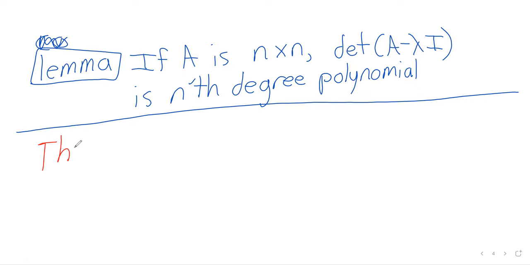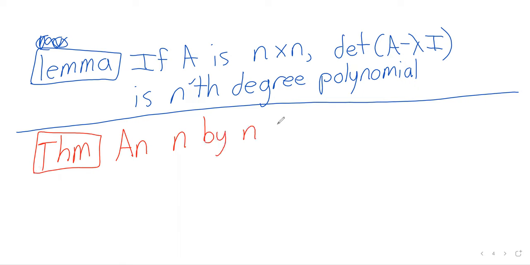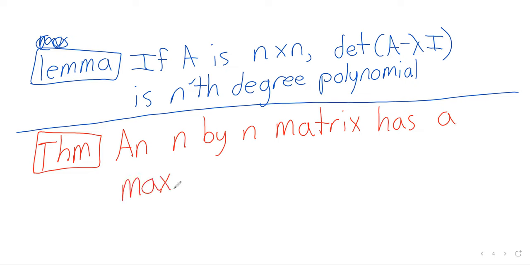So we get the following really nice theorem immediately. An n by n matrix has a maximum of n eigenvalues.